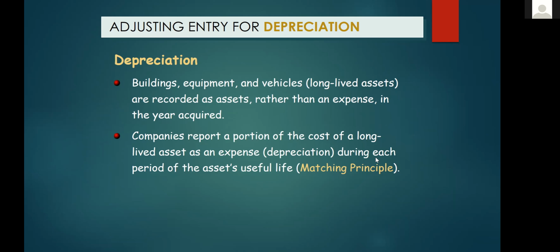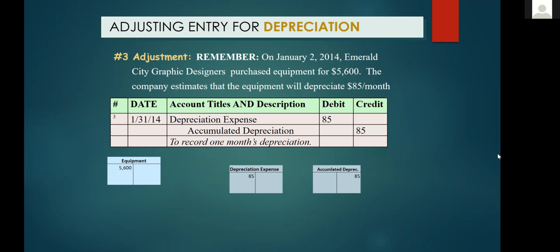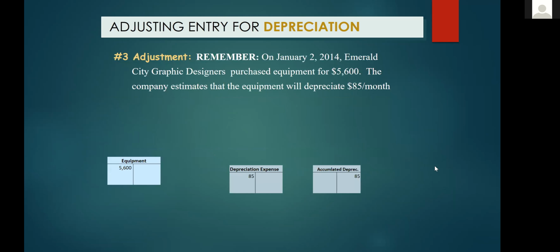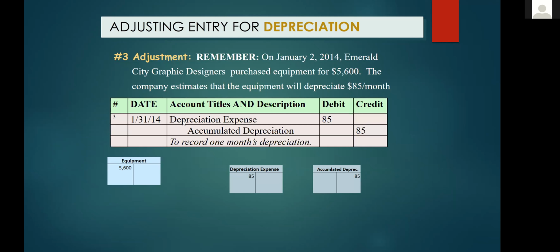Okay, so let's look at this one. On January 2nd, they bought the asset for $5,600, and then the problem will tell you how much to depreciate it, or how to calculate it. Like it's got a 10-year life and you need to depreciate 1 month, and then you just do the math for that. But in this problem, we say it depreciates $85 a month. So the journal entry is going to be debit depreciation expense, credit accumulated depreciation.